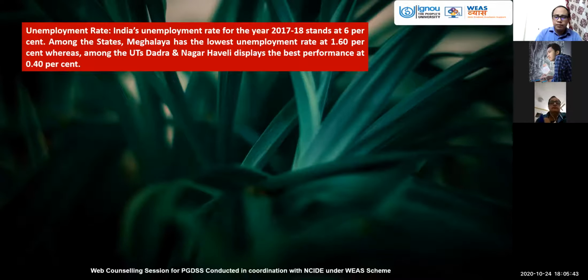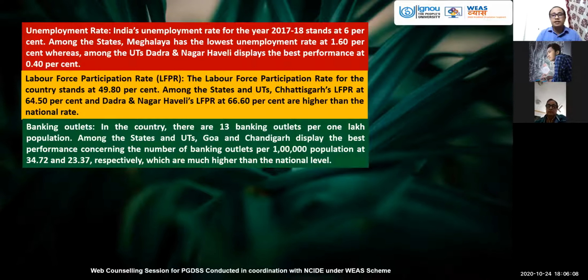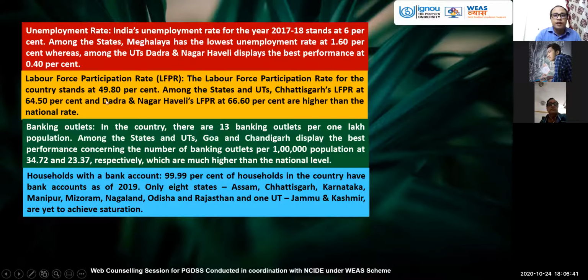If you look into the progress, our unemployment rate is decreasing, and labor force participation rate is also increasing, but unfortunately, in the post-corona period, it may have an impact because of the global pandemic, COVID-19, and let's hope for the best. We may have some problems in these particular parameters. Then the banking outlet is also one of the indicators in the country. There are 13 banking outlets per 1 lakh population. Among the states and territories, Goa and Chandigarh display the best performance concerning the number of banking outlets per 100,000 population at 34.72 and 23.37 respectively, which are much higher than the national level. So banking outlets are also an indicator we have to look at.